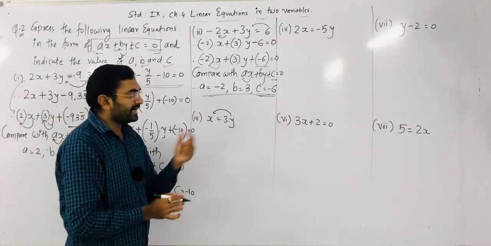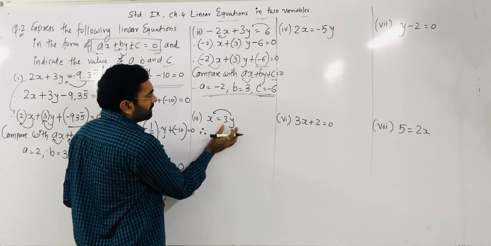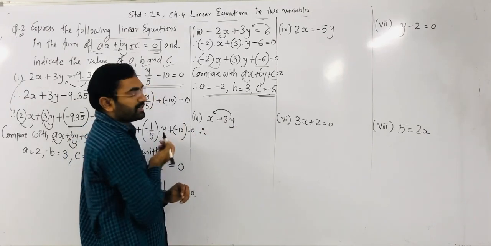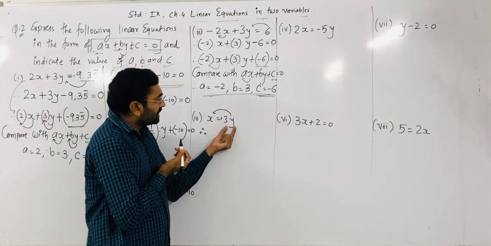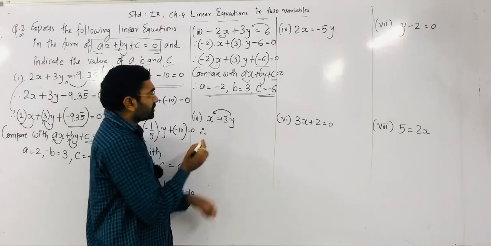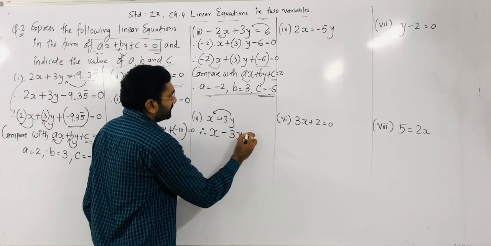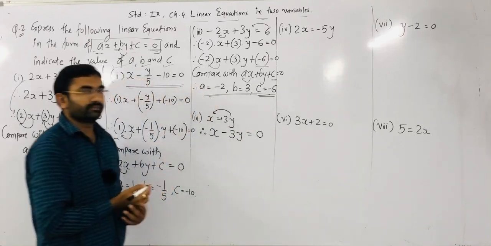Okay, so we get the right-hand side as 0. So that equation I can represent here as x, if any sign is not given, then it is a plus sign. If I take that term to the left-hand side, its sign is changed. So it becomes x minus 3y is equal to 0.